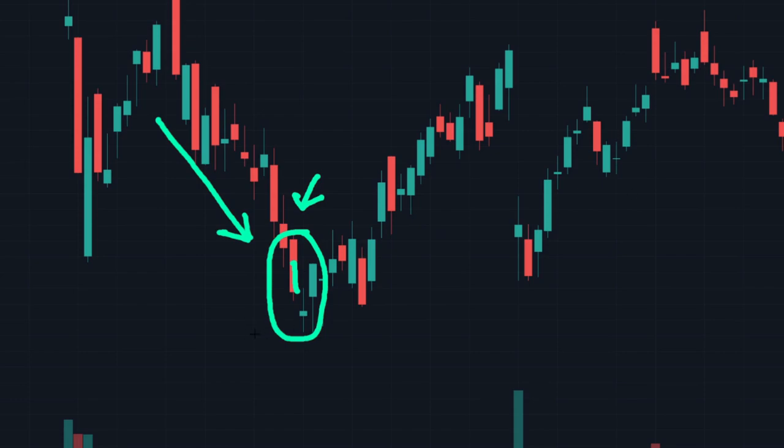And also, according to what we said, we should get support around this blue line right here. And as we can see here, the price action reversed after this morning star, and a price increase started to happen. Let's take a look at one more example.